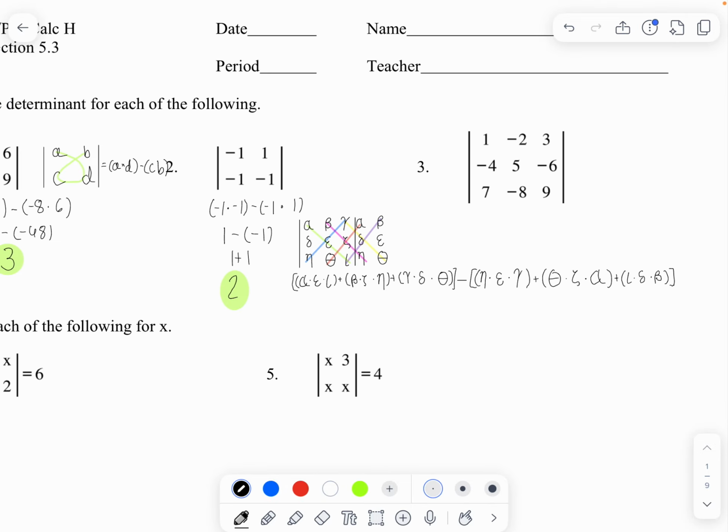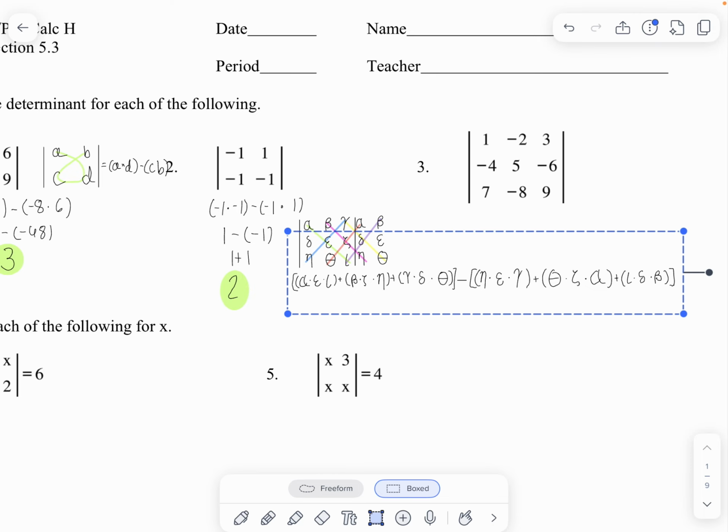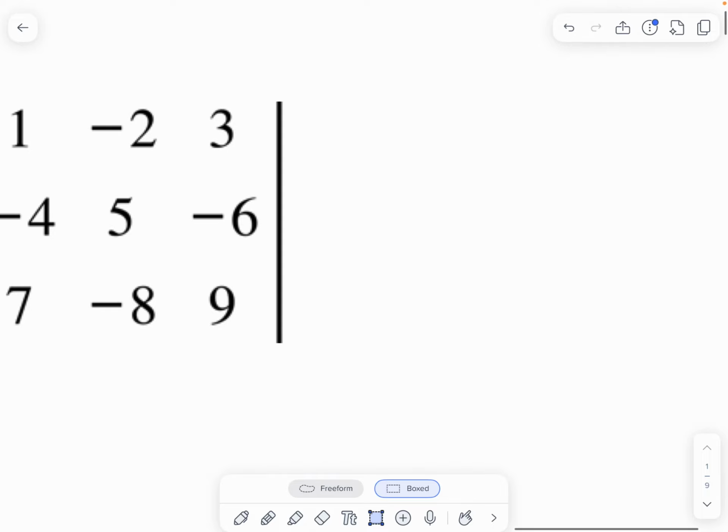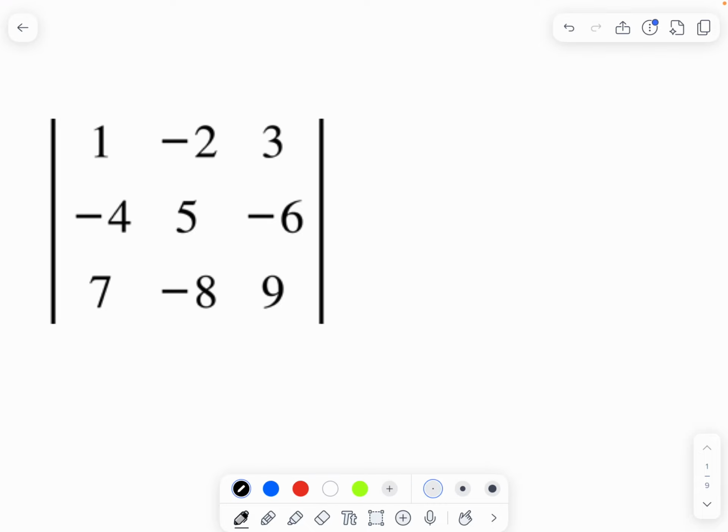Okay, now you know the basic formula. So let's do our first example question. Here it'd be 1, -4, 7, -2, 5, -8.